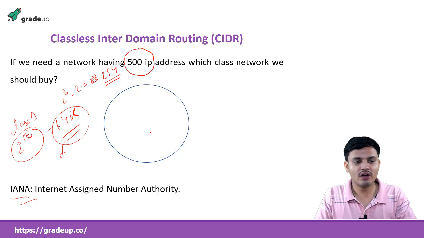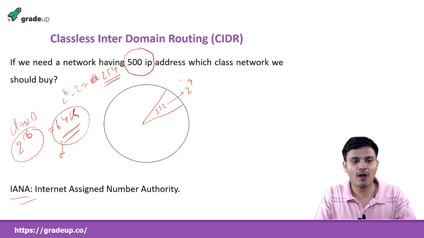So that is why these people thought of it as a cake, and whatever your requirement is, try to cut it. So my requirement is 500, I will cut 512 IP addresses from here, because 512 is 2 to the power 9.